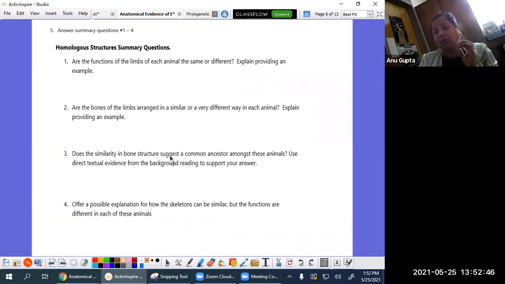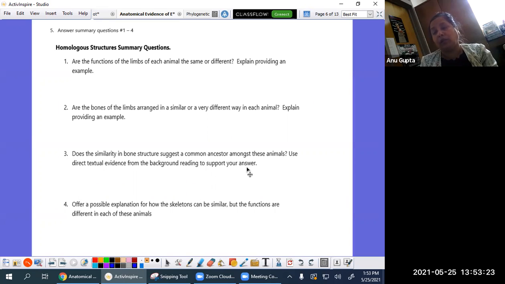Does the similarity in the bone structure suggest a common ancestor among these animals? Use direct textual evidence from the background reading to support your answer. Yes, that's what it is. They have the same structure, the basic plan, but different function, and that actually tells you that they have a common ancestor. You can go back to your notes also and see that for all the limbs that I showed, the common ancestor was the fish. Because of the same structure, they probably evolved over a period of time to adapt to the environment.